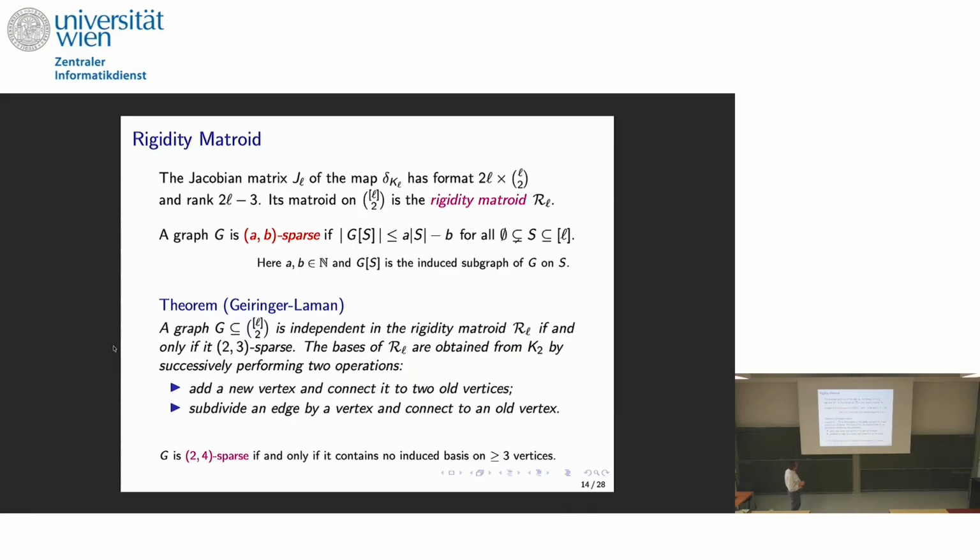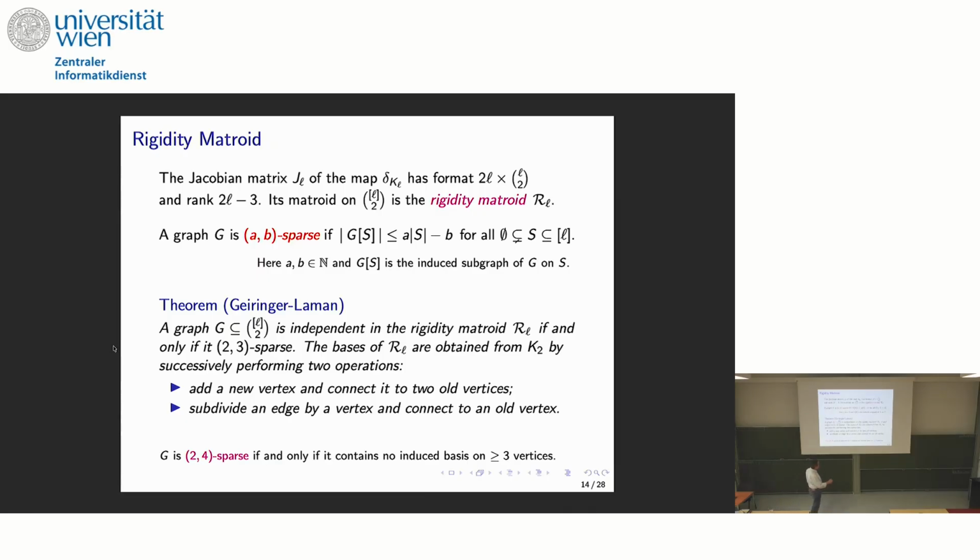And it says the following: a graph G, viewed as a subset of this matroid, so a subcollection of edges, is independent in the rigidity matroid if and only if it's (2,3)-sparse in this definition. That's independent. Independent means there is no algebraic relation among those distances. If you make those measurements among pairwise distances in the plane, they're independent. There's no algebraic relation.